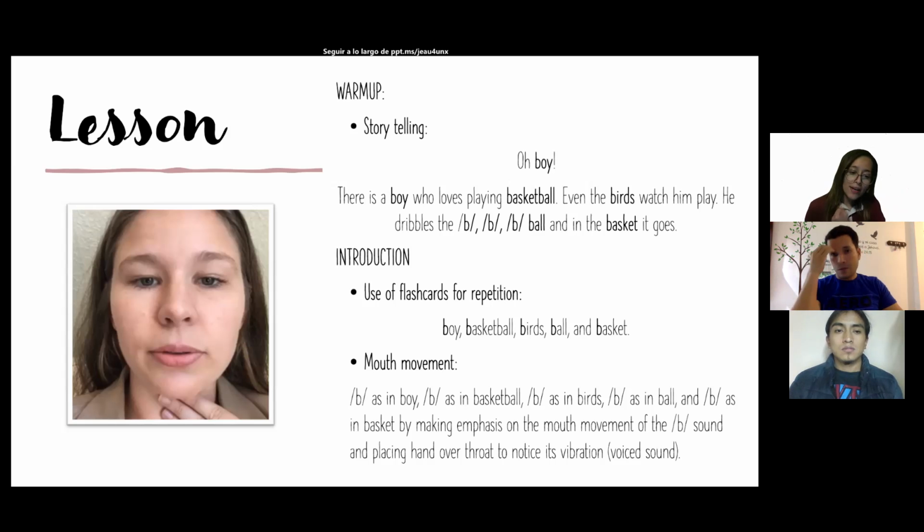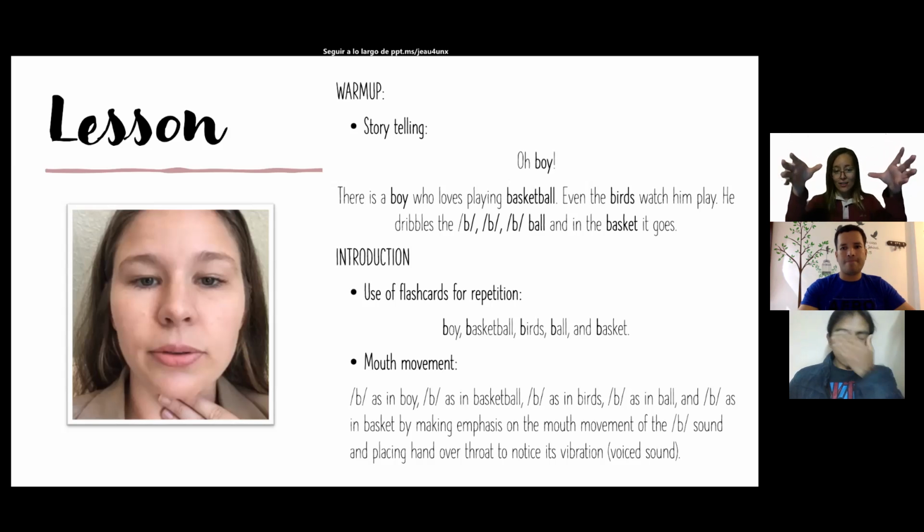Oh boy, there is a boy who loves to play basketball. Even the birds watch him play. He dribbles the ball, and in the basket it goes.